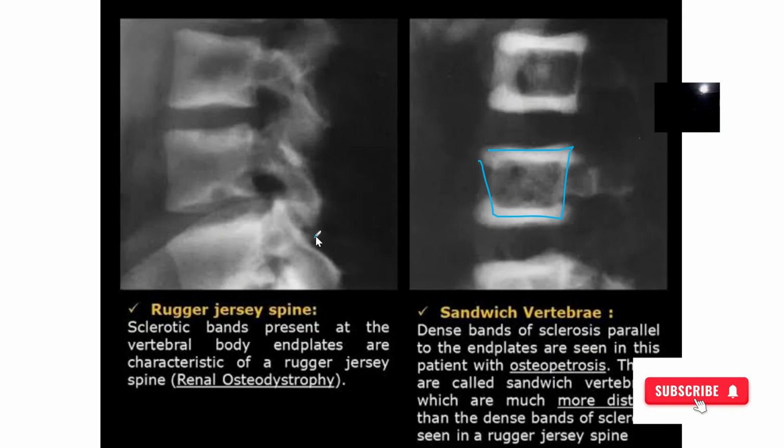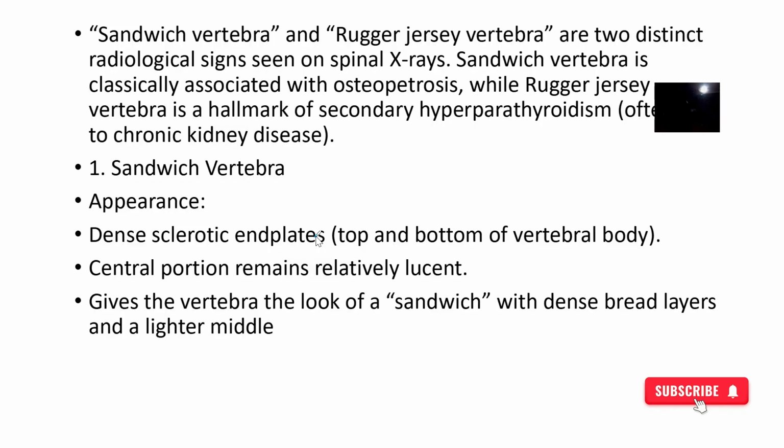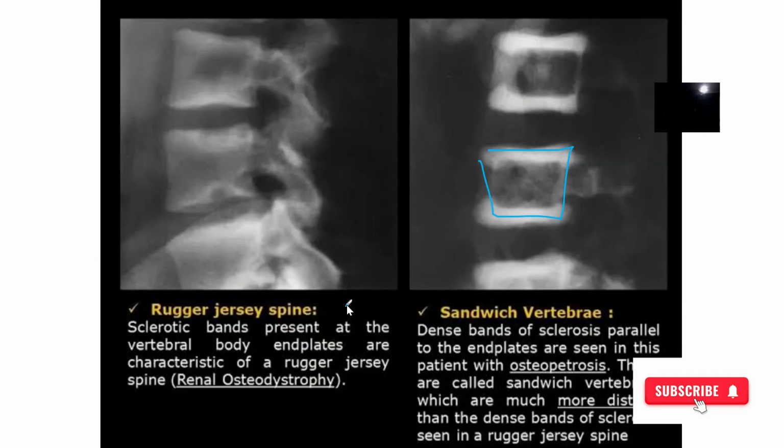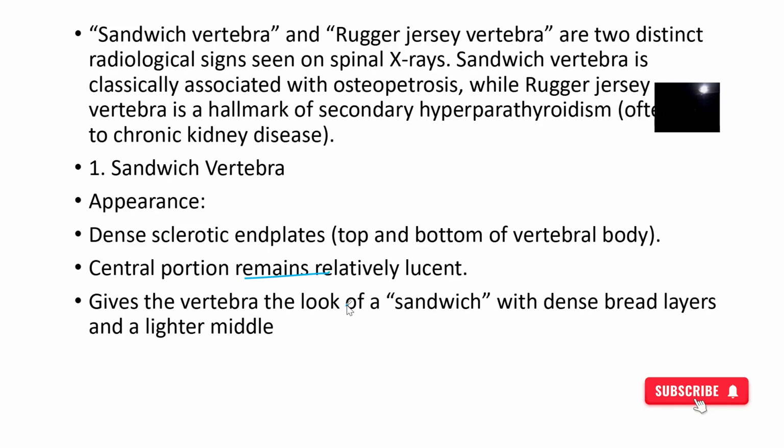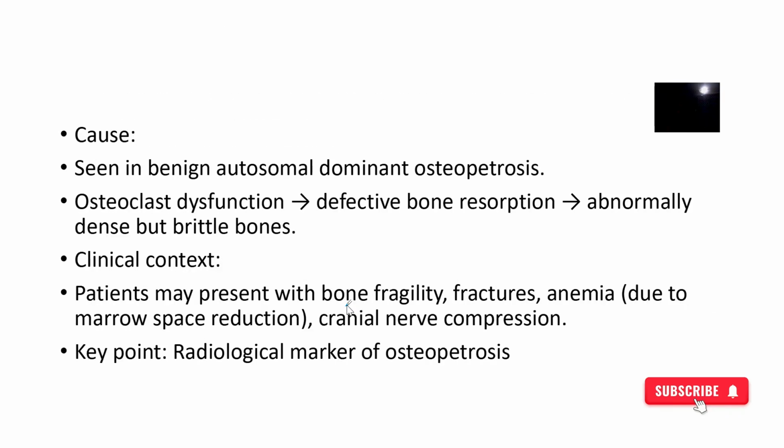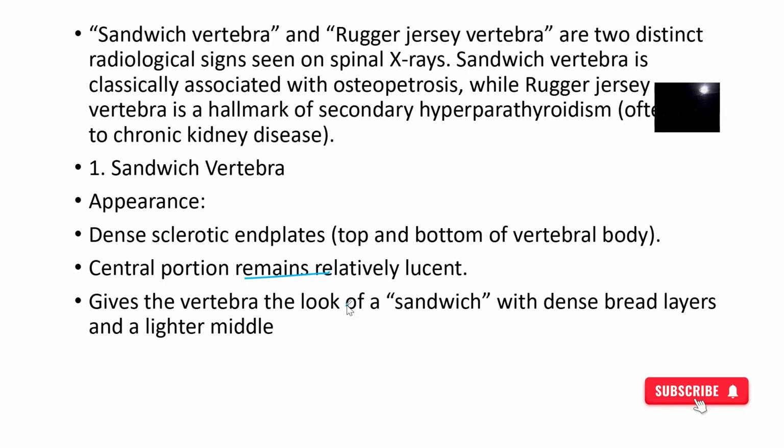Now, sandwich vertebrae, which is the second one, has a dense sclerotic end plate. That means the top and the bottom of the vertebrae are so thick, while the central portion is less mineralized. So it gives the vertebrae the look of a sandwich with dense bread layers. Okay, so the middle has a lighter appearance.